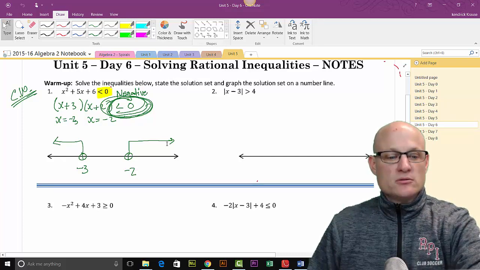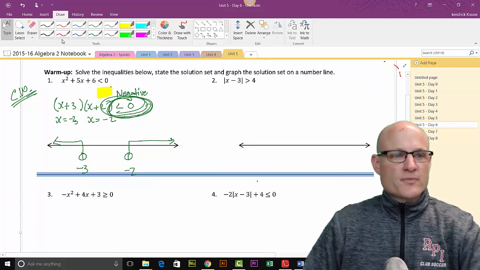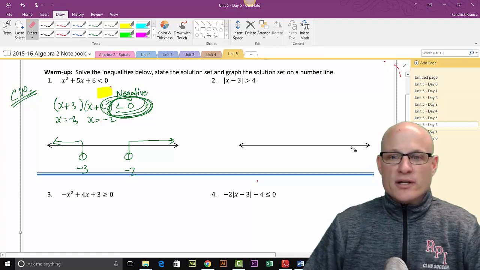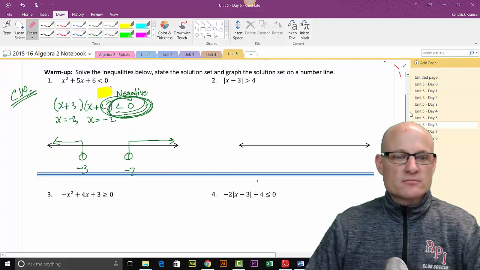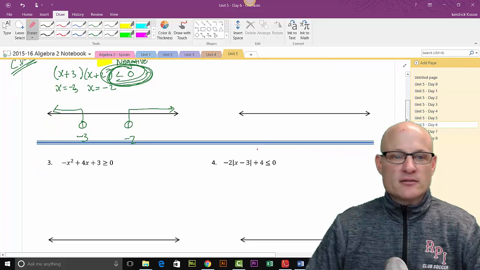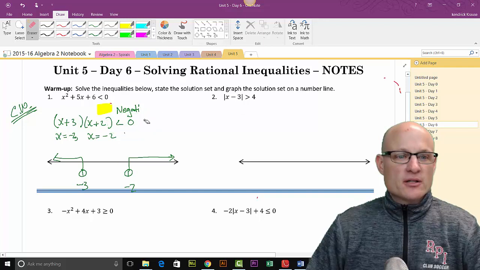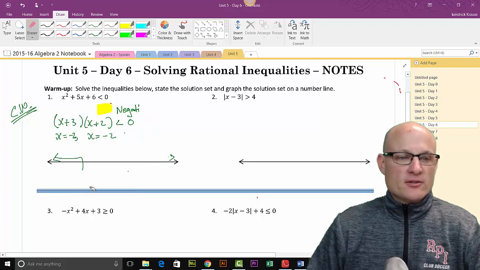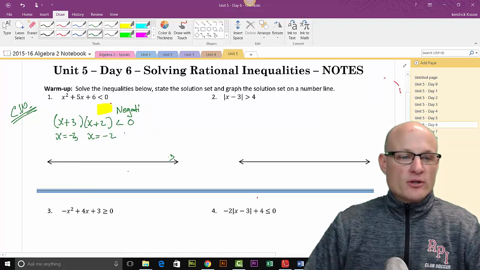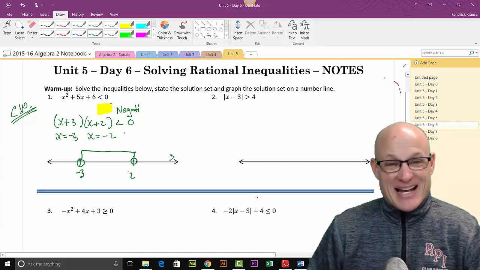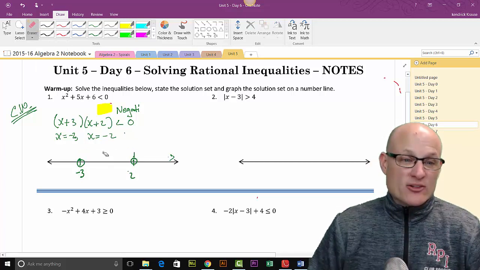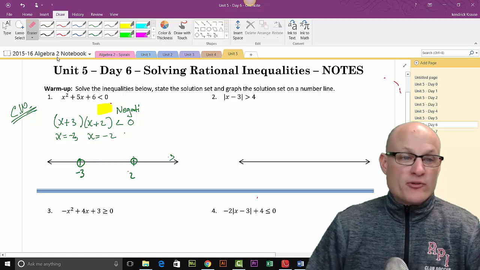So I have to decide, am I going out, or, and these are open circles, or am I going to connect the dots? I got to decide that. So I got to be able to do it algebraically. First of all, I know they're open circles because it's less than.